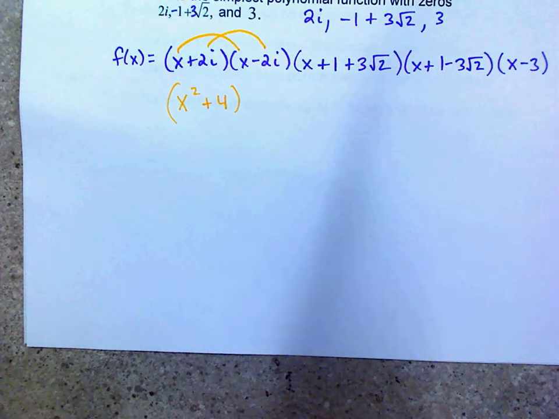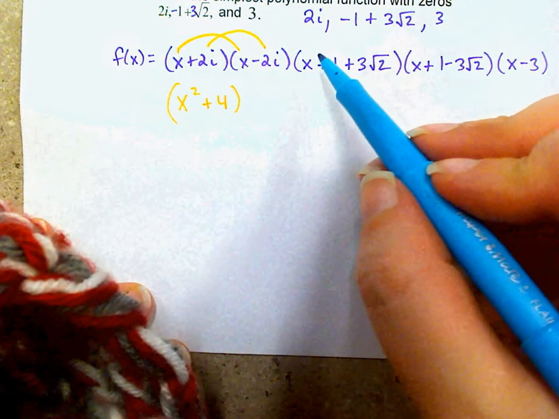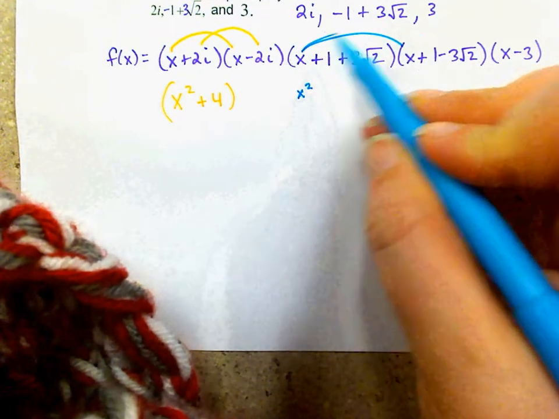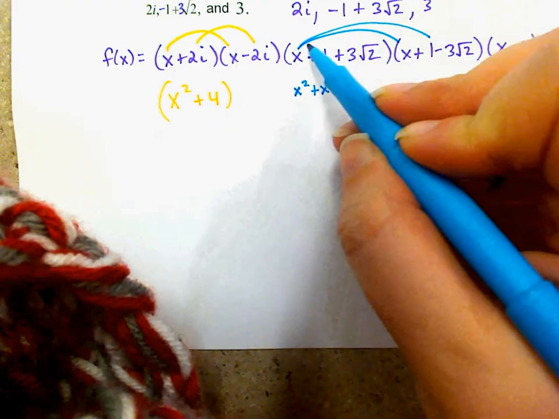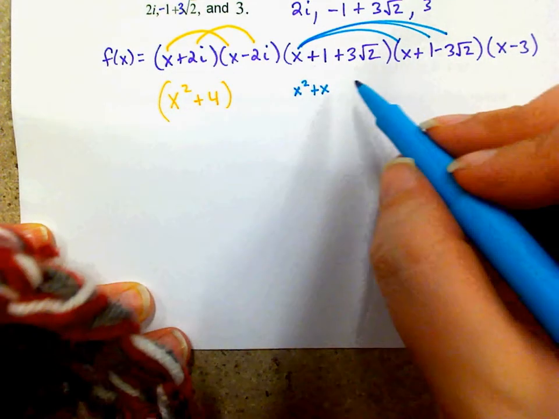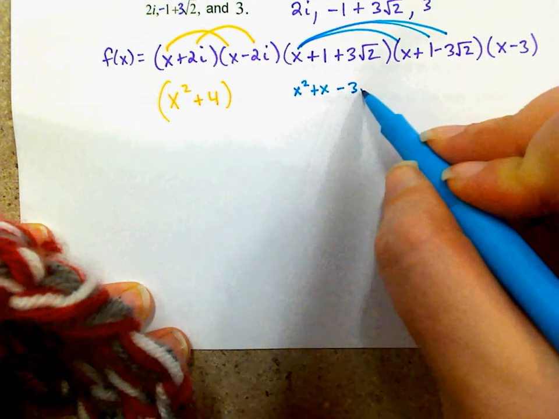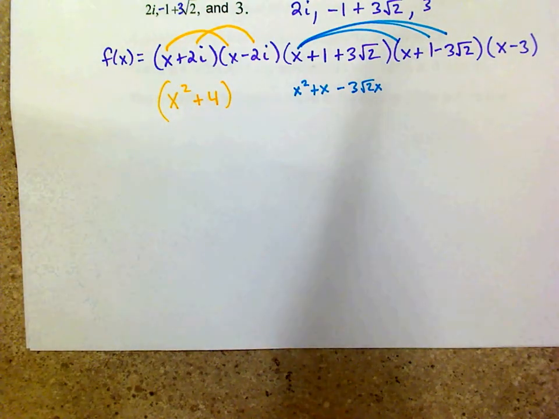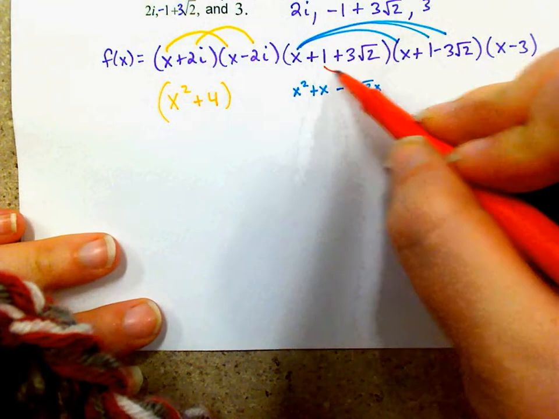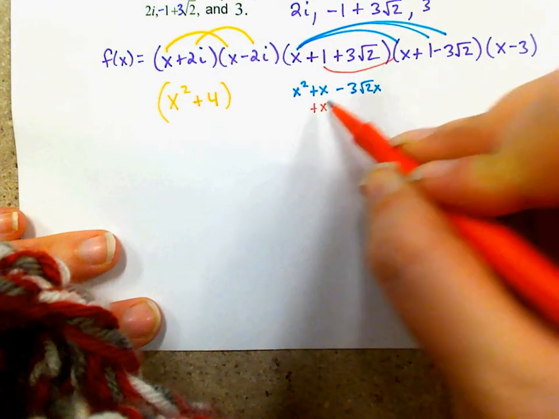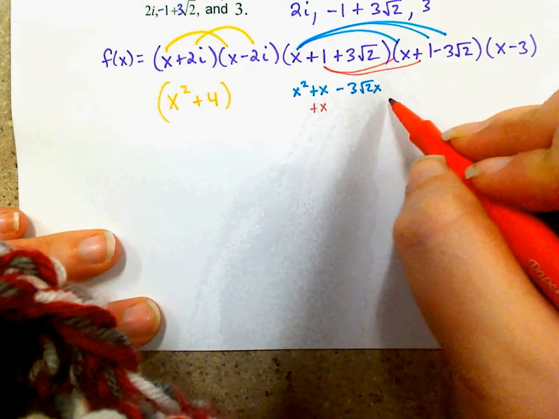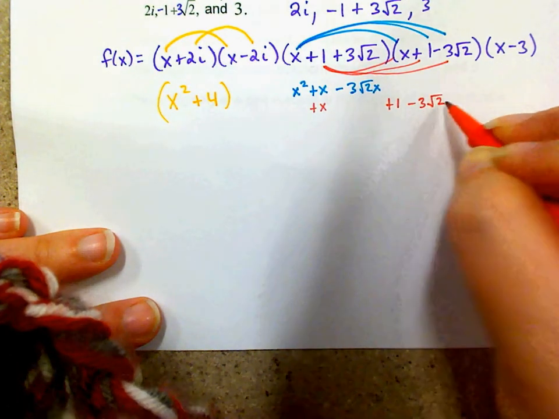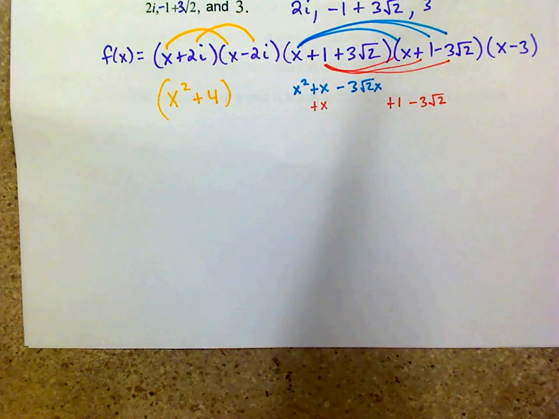On this one, we're going to distribute these two. So I've got x times x, I've got x times 1, and I've got x times a negative 3 square roots of 2. So negative 3 square roots of 2x. Okay? I'm going to distribute the 1 next. So I've got 1 times x, 1 times 1, and 1 times negative 3 square roots of 2. And then we've got the 3 square roots of 2.